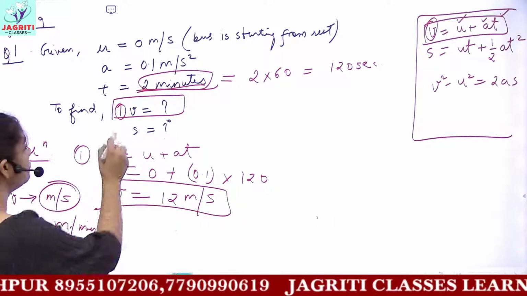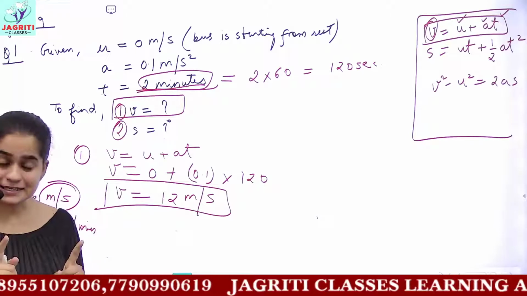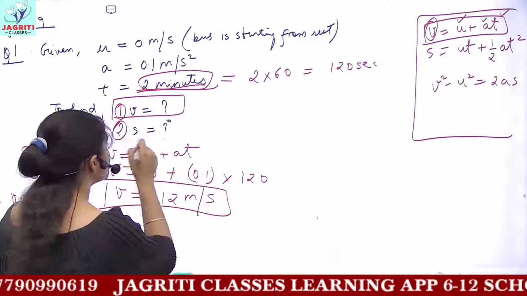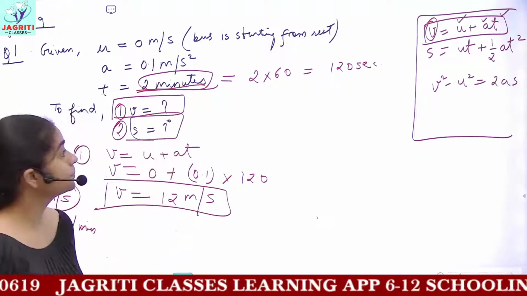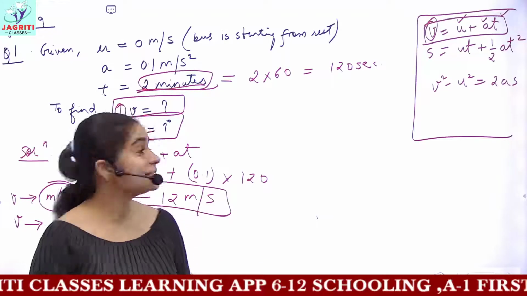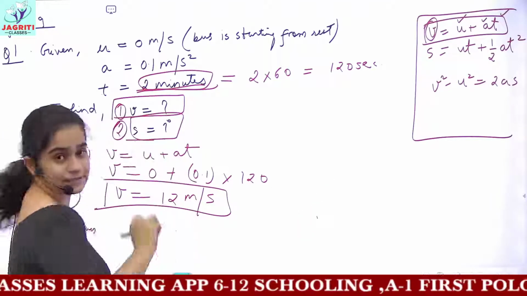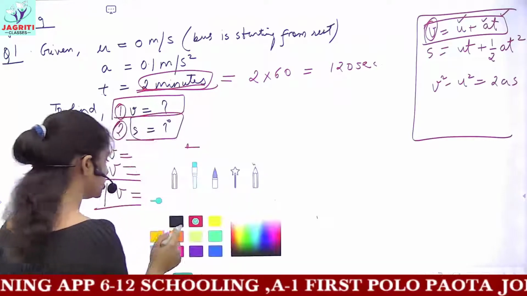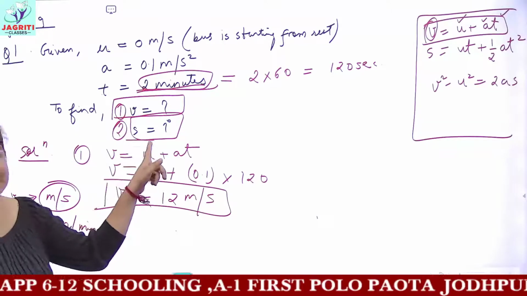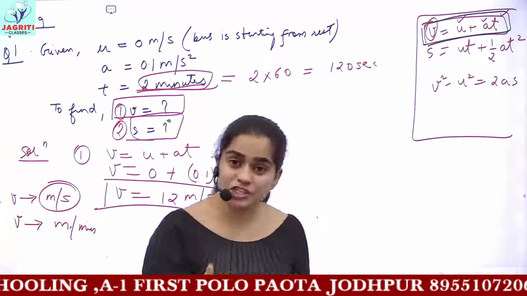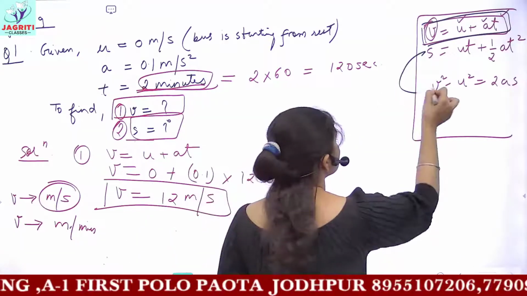Now you have to find the second part, that is distance. To find the distance, your equation should at least contain the variable s. We know that only the second and third equations contain this variable s. So how to solve it? You can't use the first equation for solving for distance because the variable s is not present in the first equation. Now how to decide which equation you can use?